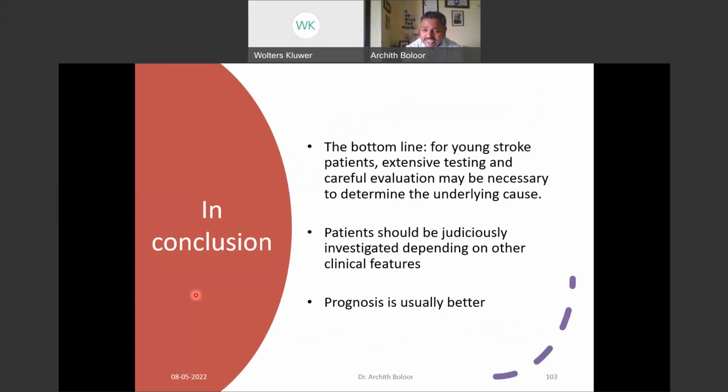Young stroke is on the increase. It is very important for us to understand the etiology, identify the etiology, evaluate the etiology, and make sure the recurrence does not happen. Some of the strokes in the young have very gratifying results because you may be able to treat the disease completely. Prognosis is very good, but the amount of morbidity that remains is a concern, because the patient has to live for longer years, being young. So that we have to take care of. So that is what is in conclusion.